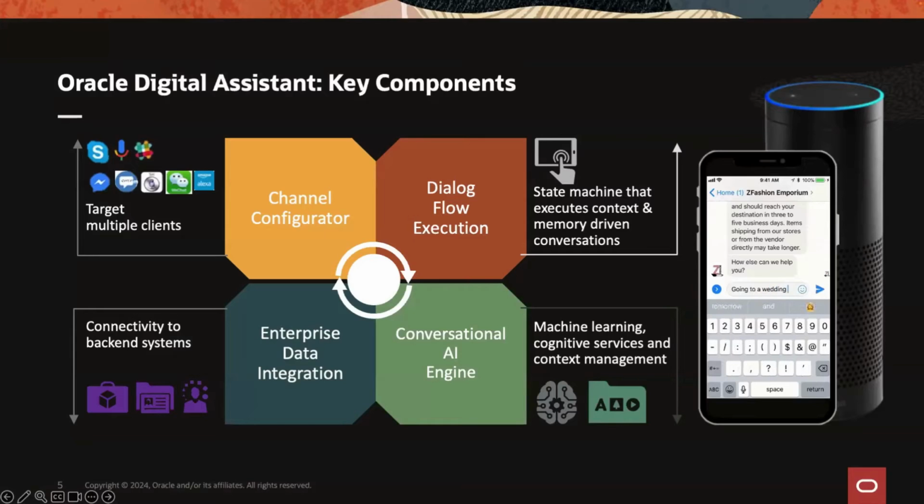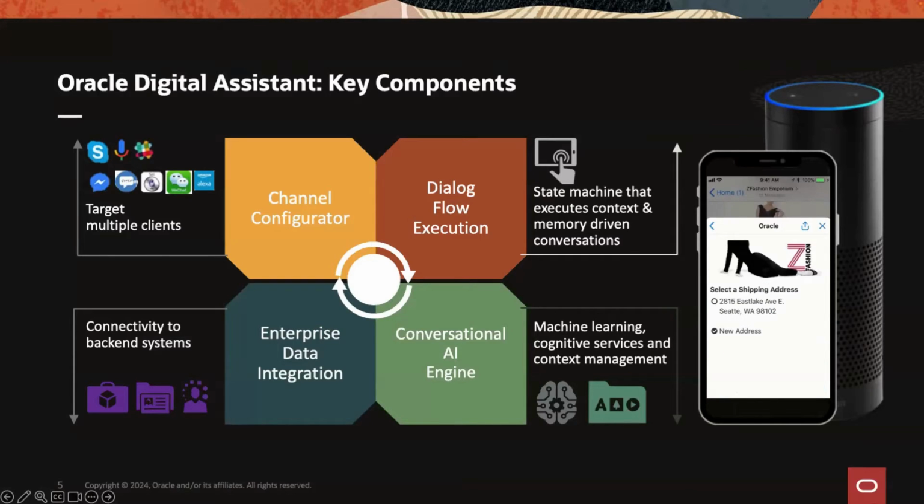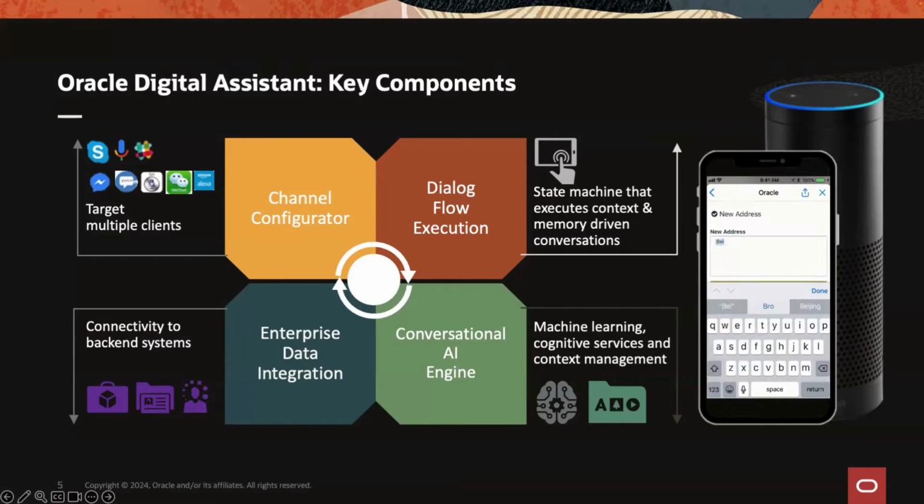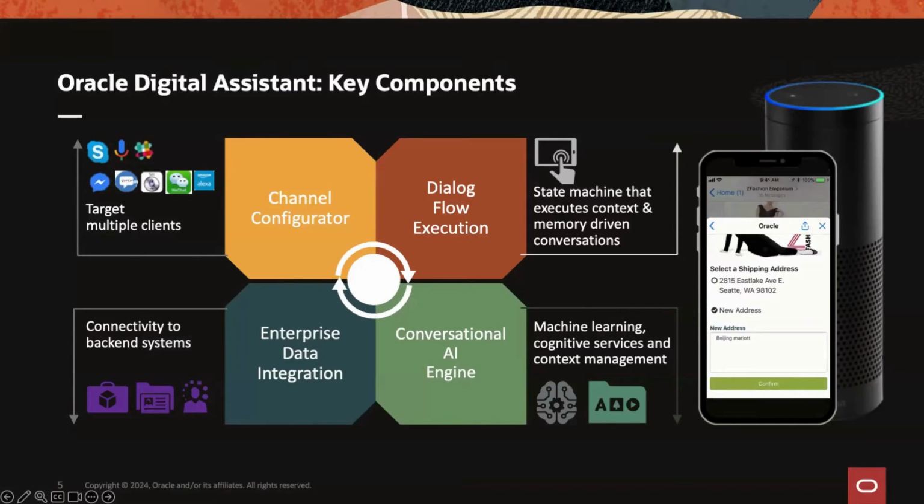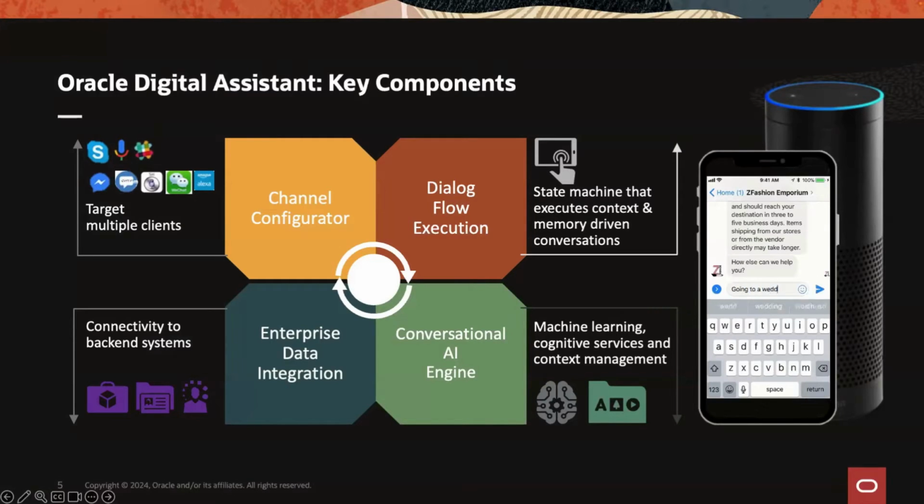So here are some of the key components of the digital assistant. One of the main components is the channel configurator. That means you could have the digital assistant exposed onto multiple channels, which includes channels like Alexa, Google Home, Slack, Facebook Messenger, or a web channel in general, right?